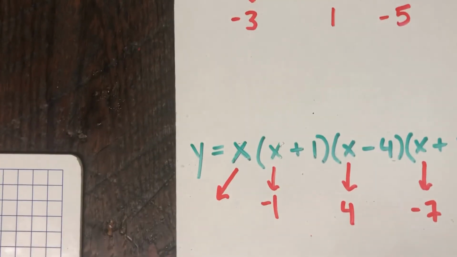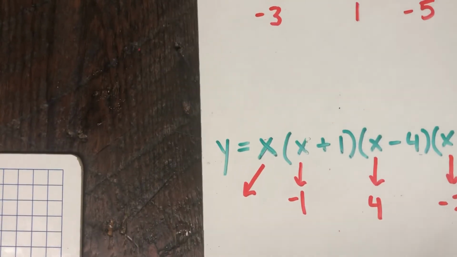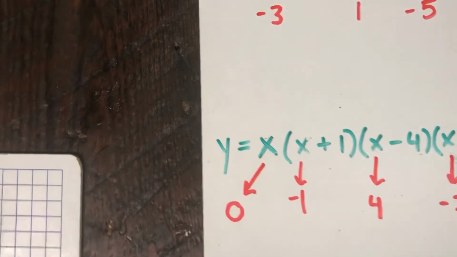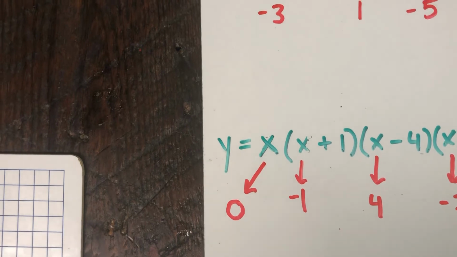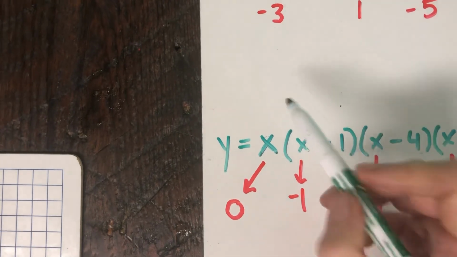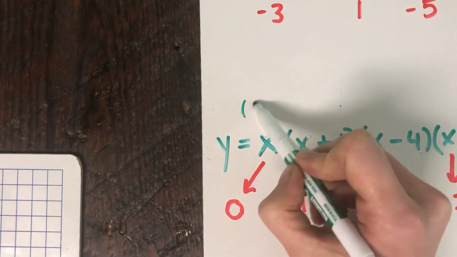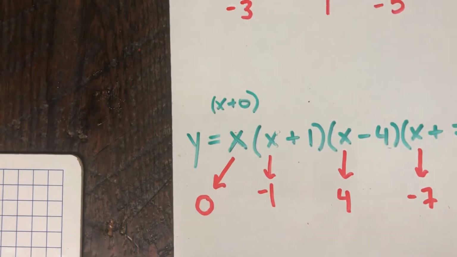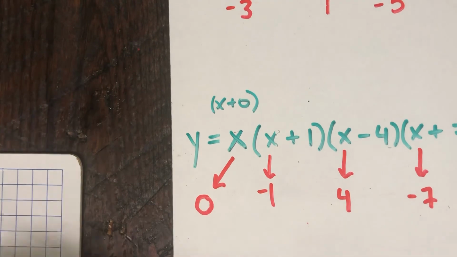A couple ways to think about it. I would just look at it and say, to make that x a 0, I literally make that x a 0. You could also picture this as an x by itself being kind of the same as x plus 0, if you want to see that 0. So now I've got my 4 roots.